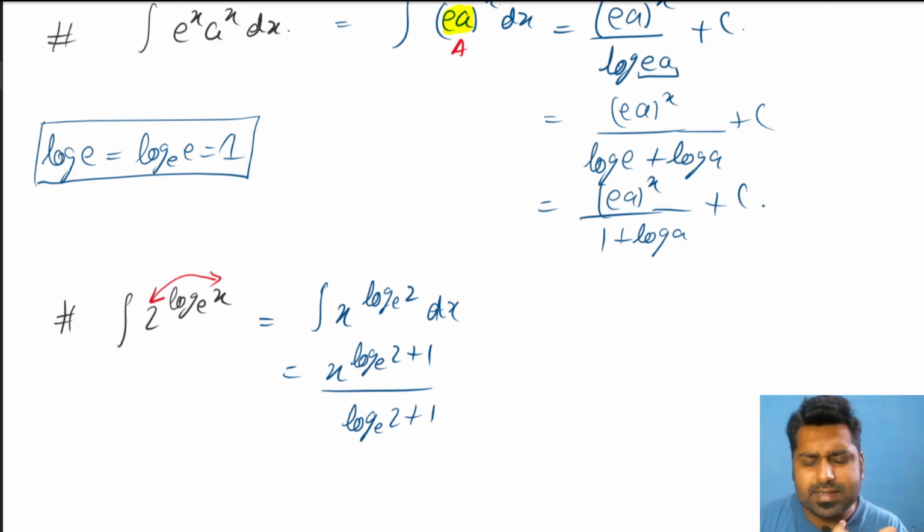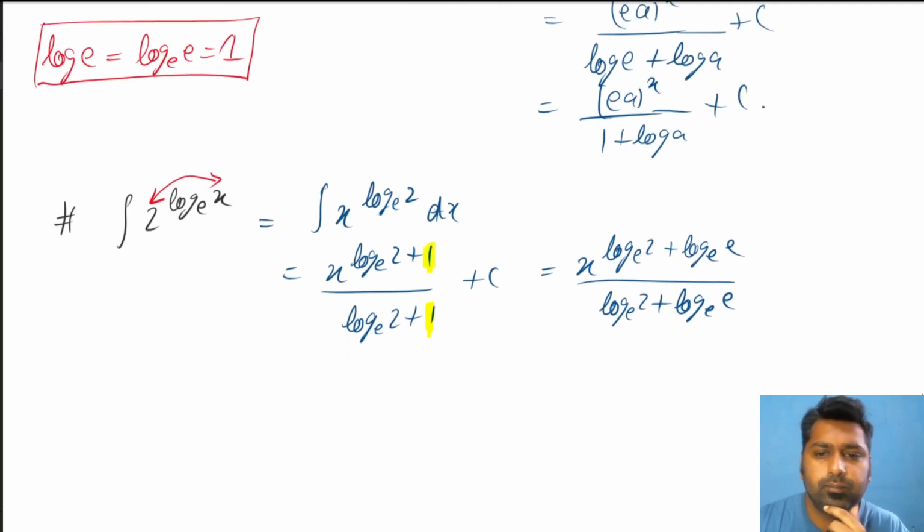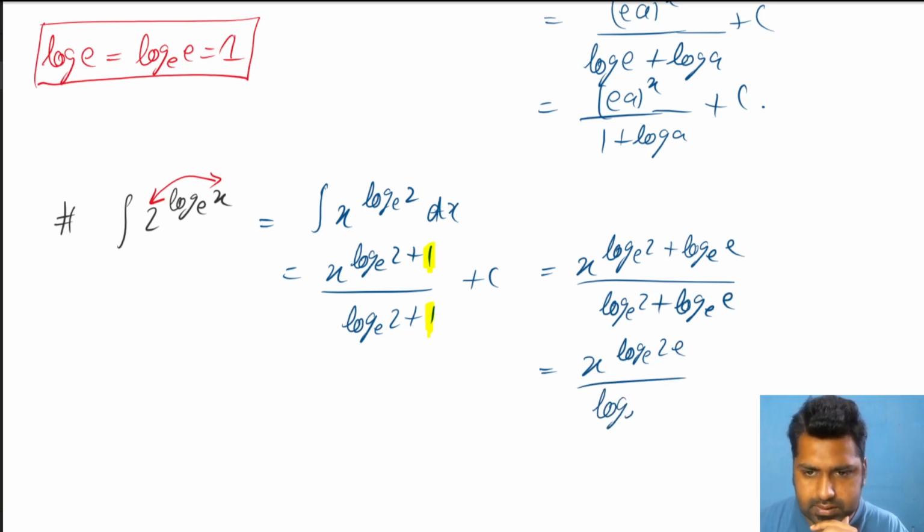And now again the same thing. What we can do is further simplify this. This could be one of the answers, but we can still simplify further. We replace this 1 by log e, the same property that I mentioned. This is already mentioned in the sheet, so no need to note this separately. So further, this becomes x raised to power log base e 2 plus log base e e, upon log base e 2 plus log base e e. In addition of logs, it becomes multiplication. So log base e 2e upon the same log base e 2e, plus c. That's your answer.